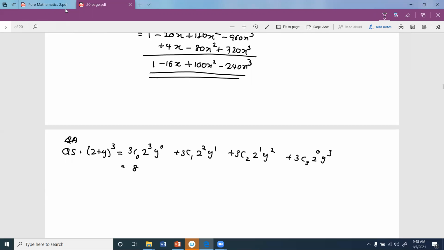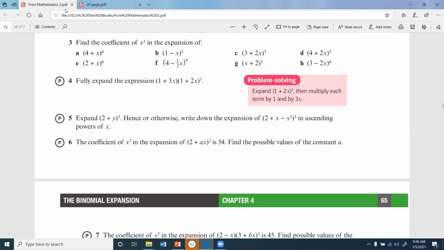Over here it is 1. Then 3 into 4 is 12y. This is 3 times 2, which is 6y squared. Yeah, 6y squared. Then this is y to the power 3. Then they ask you to find the expansion for (1 + 2x - x squared).